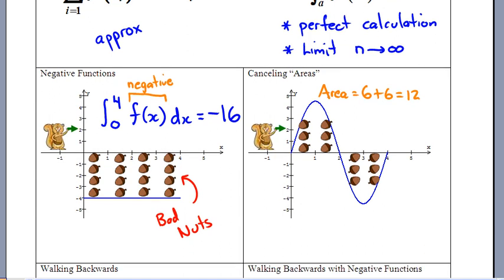But if you ask calculus, hey, calculus, what do you think if we were to go and do this definite integral from 0 to 4 of f of x dx?